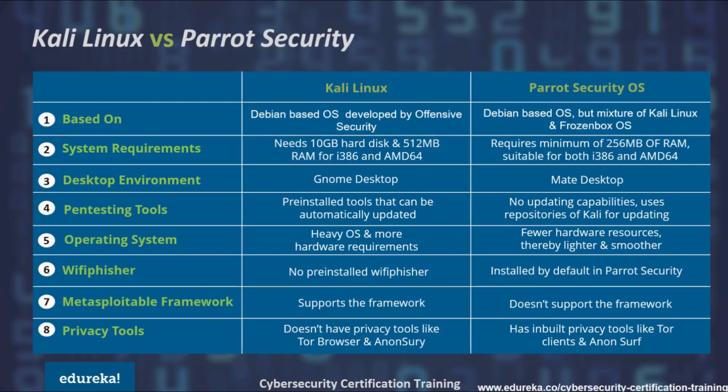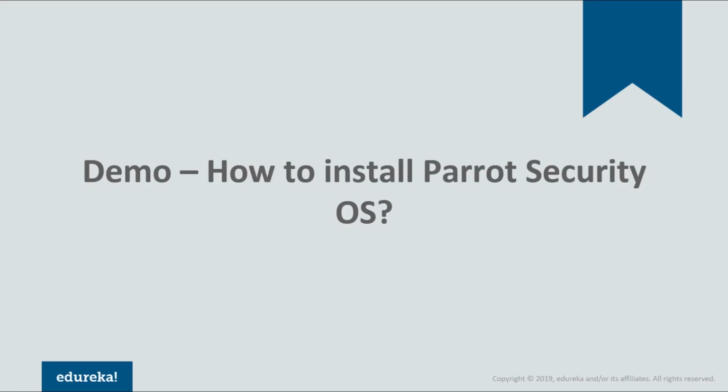So this is the end of the theory part. Now that you guys know what Parrot Security OS is and its features, it's high time that we go ahead and install it and explore its features live. So first I'll show you how to install Parrot Security OS on VMware. So basically when it comes to installation, you have two options. You can install Parrot Security OS alongside your operating system using the dual boot option, or you can install it using any of these virtualization software like VirtualBox or VMware.